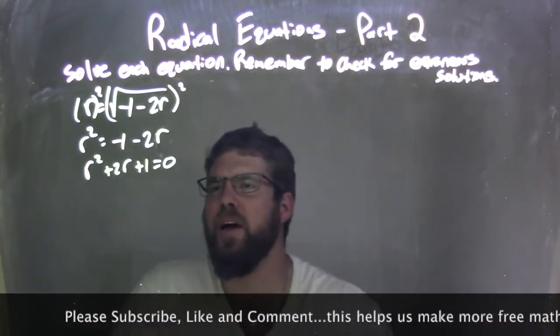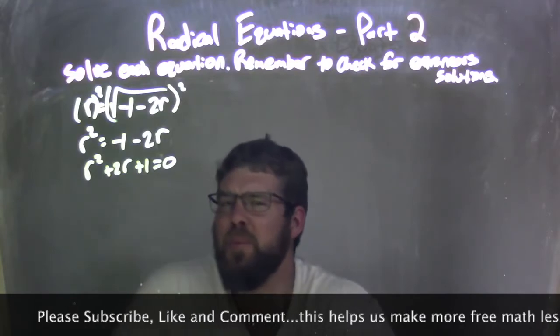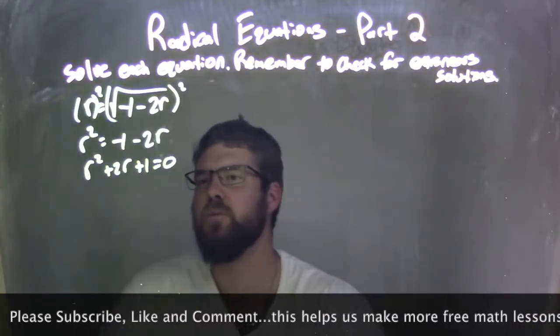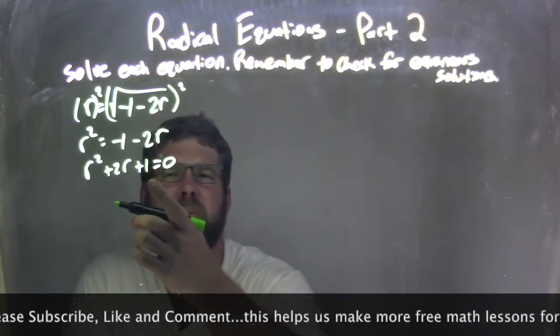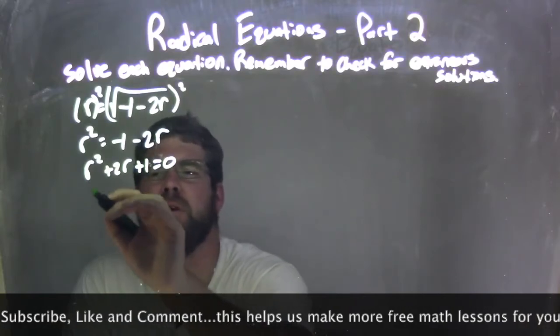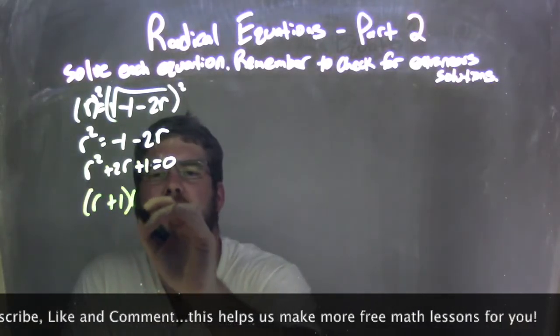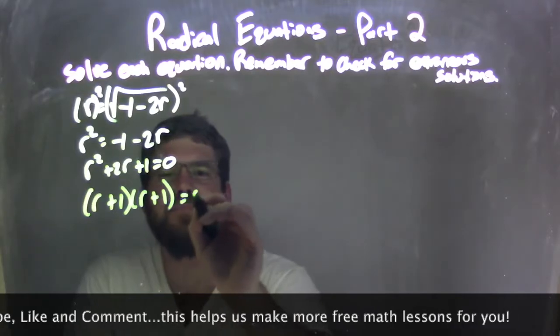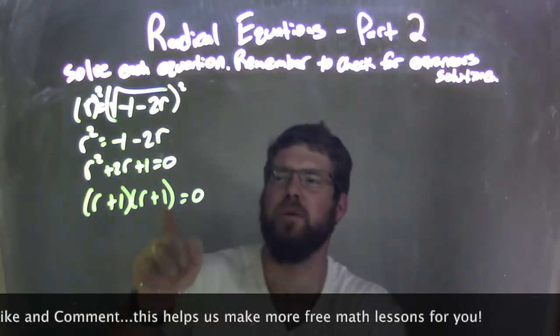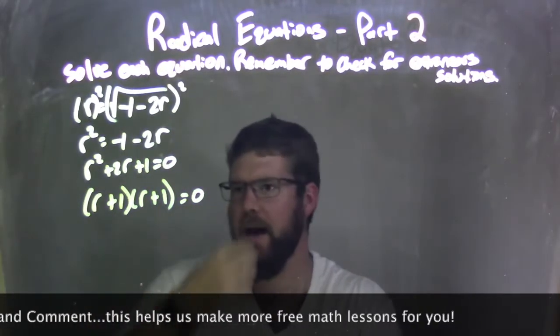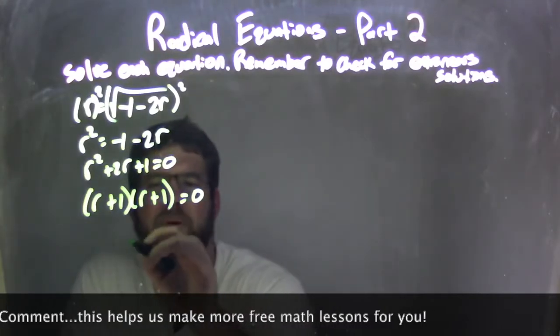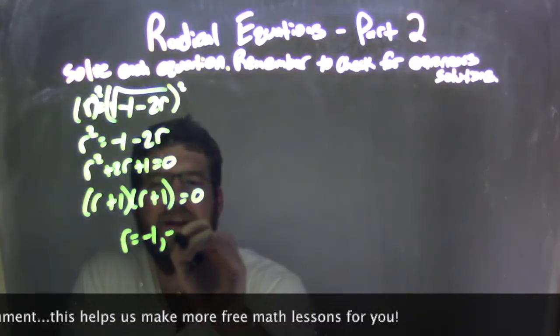So now I'm going to try to factor this. What two numbers multiply to be 1 but add to be 2? Well, that's pretty simple. That's r plus 1 and r plus 1, right? 1 times 1 is 1. 1 plus 1 is 2. Fantastic. Don't need to write both of them, but we set them both equal to 0. R equals negative 1 and negative 1.